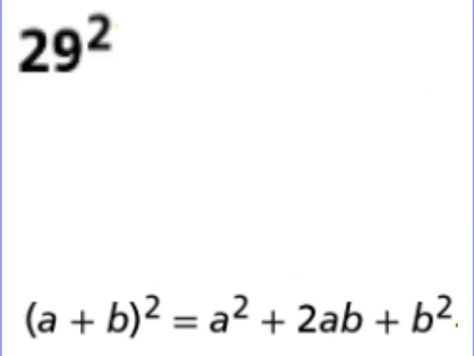We can also use this to multiply actual whole numbers if we wanted to. So I got to break this down. So I can break down 29 as 30 minus 1 squared.